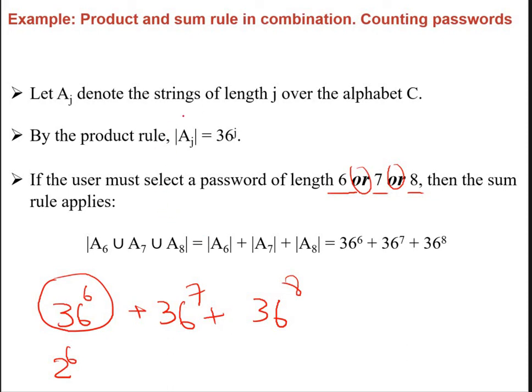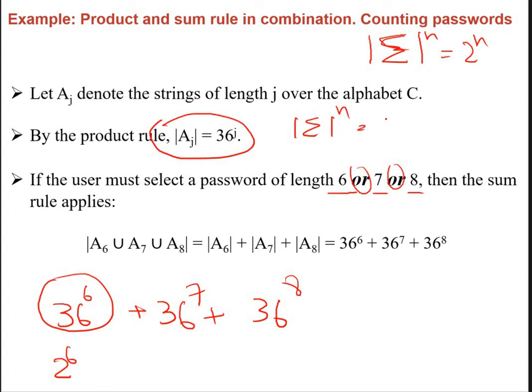This is what we got from the product rule. If you go back to sigma to the n, with 2 symbols the cardinality is 2 to the n. Over here the cardinality of the alphabet is 36, so it's 36 to the n. Here we have used the product rule, and then we have used the sum rule because the password can be of length 6 or 7 or 8.